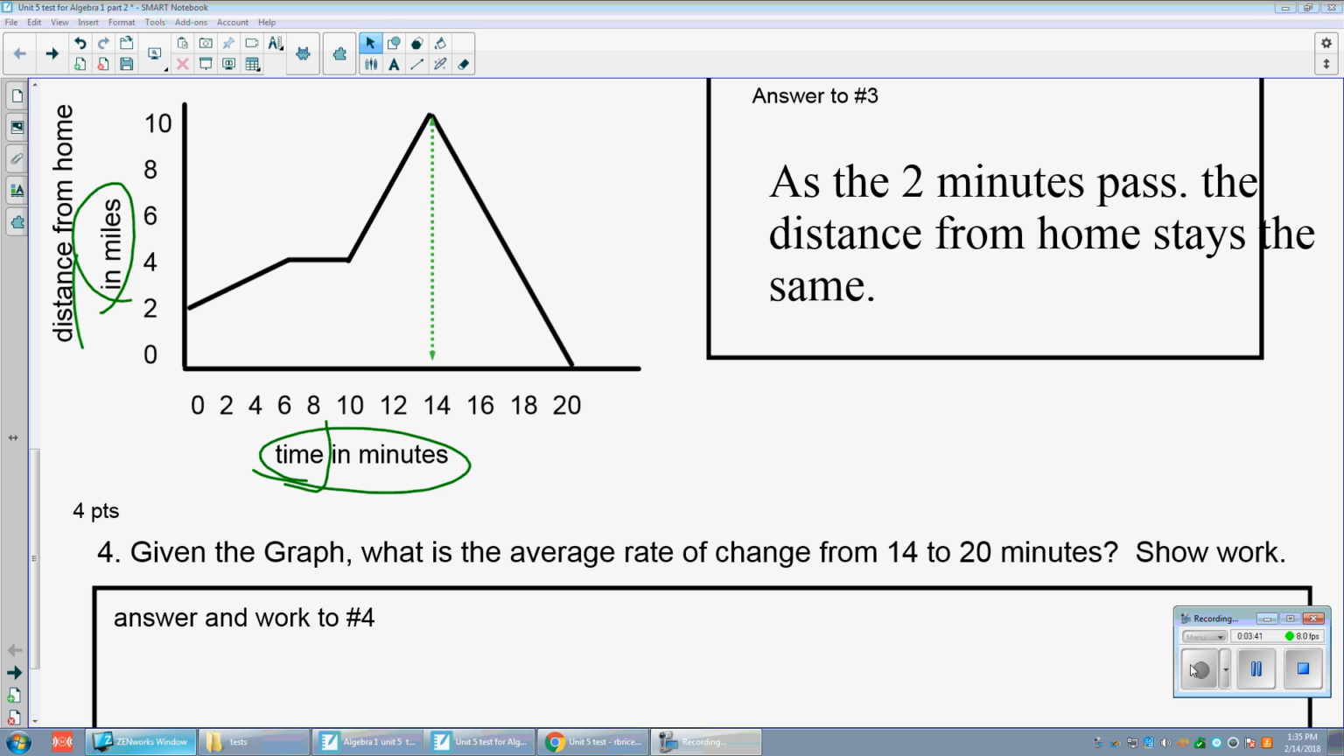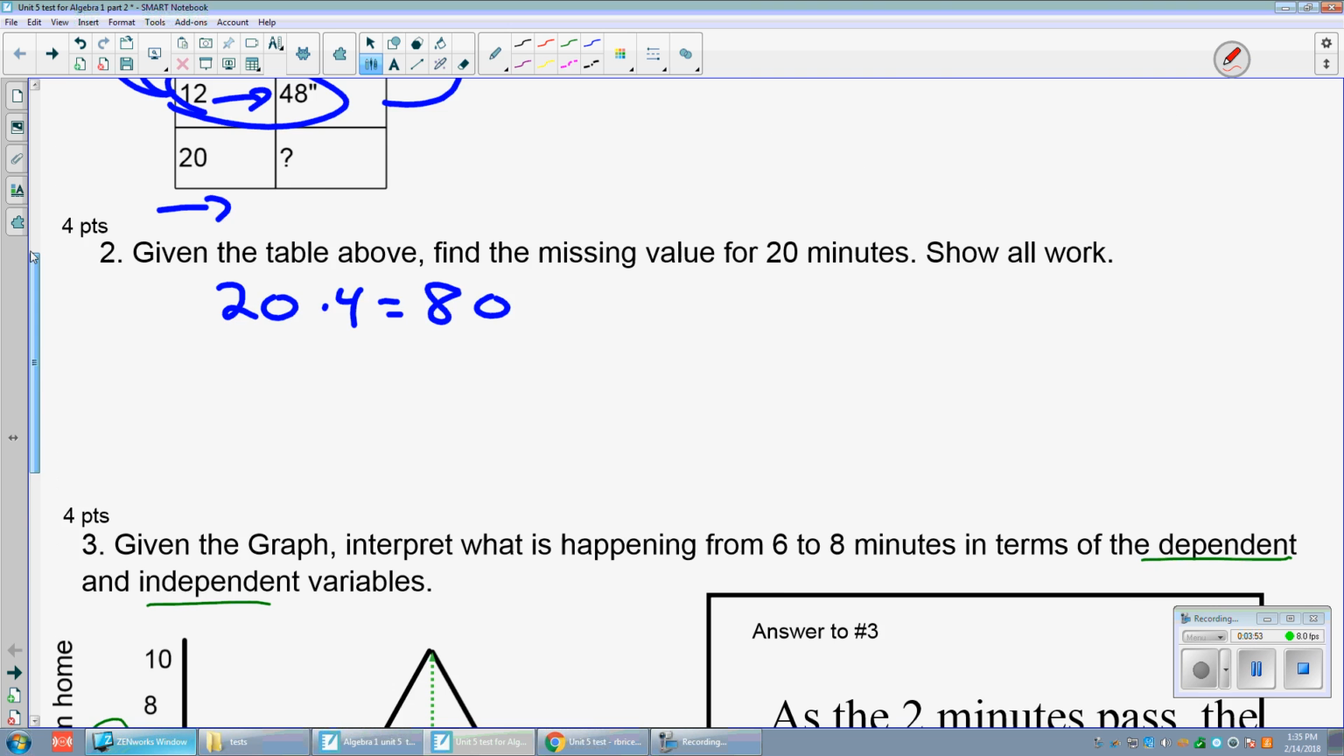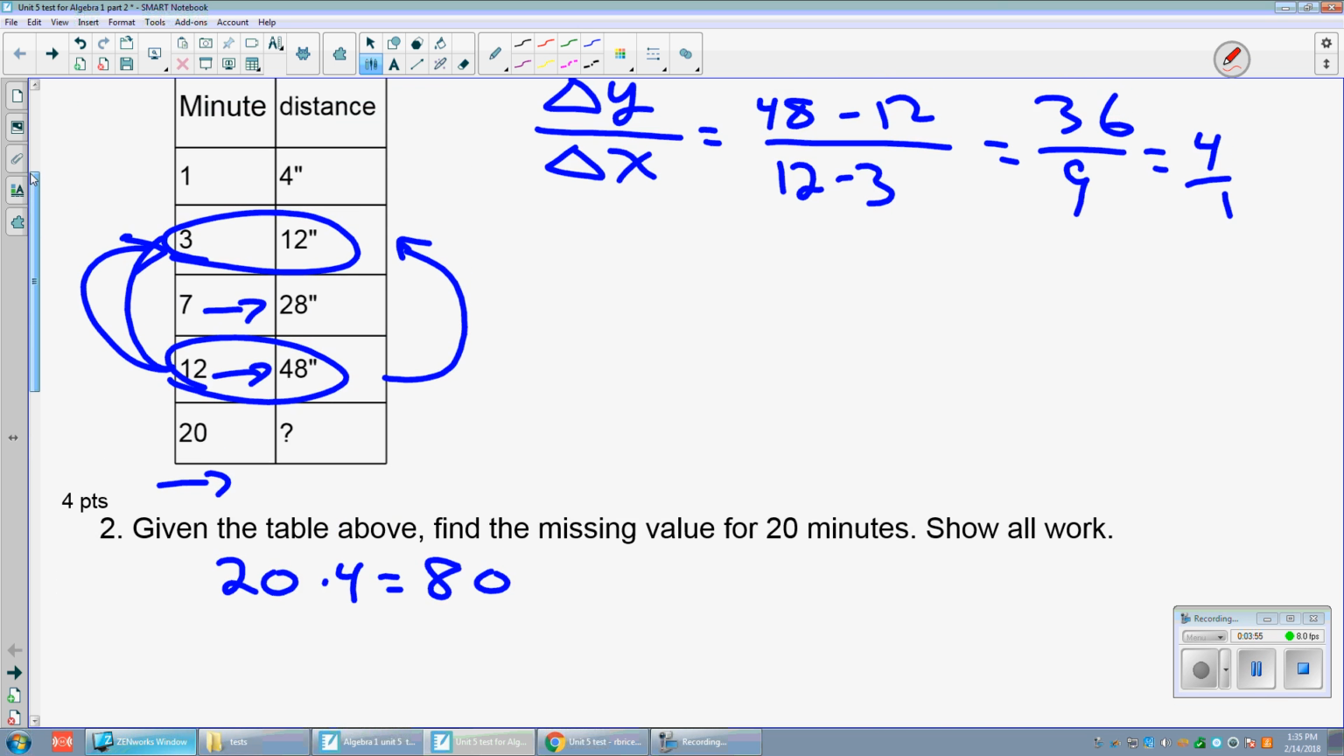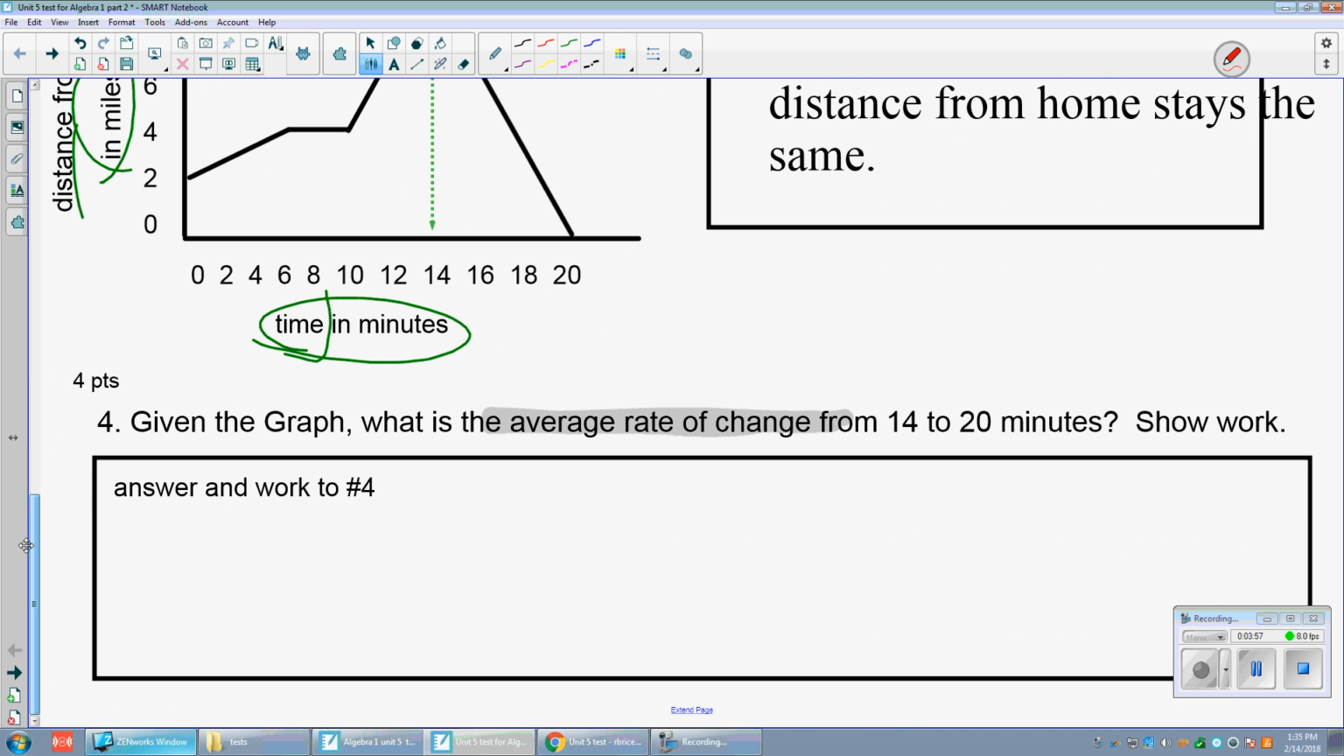Number 4, now it says, given the graph, what is the average rate of change? What did you say? I said average rate of change from 14 to 20. And what did I say? Question number 1, when you see average rate of change, you write down delta y over delta x. There it is. What? I didn't say delta y over delta x. I said subtract the y's over subtract the x's. Oh, okay, I remember that now.